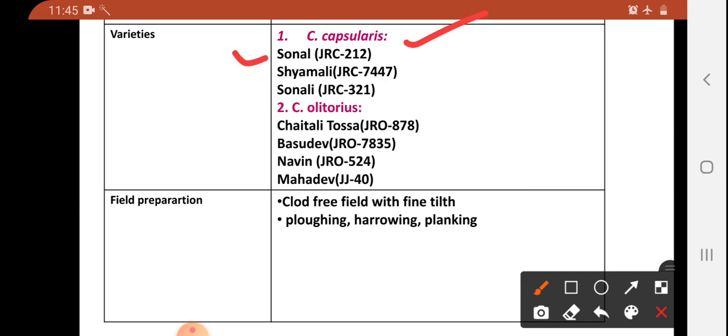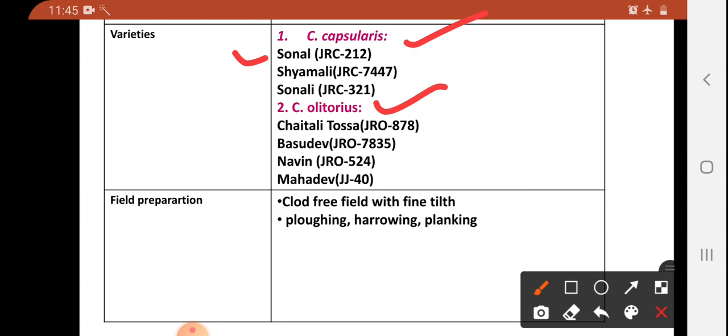One is Sonali, that is JRC 212. C stands for capsularis. Shamali, JRC 7447. Sonali, JRC 321. Next are the varieties of olitorius species.